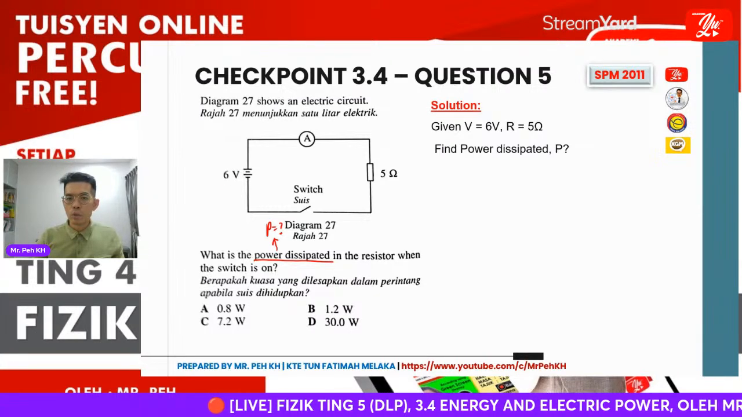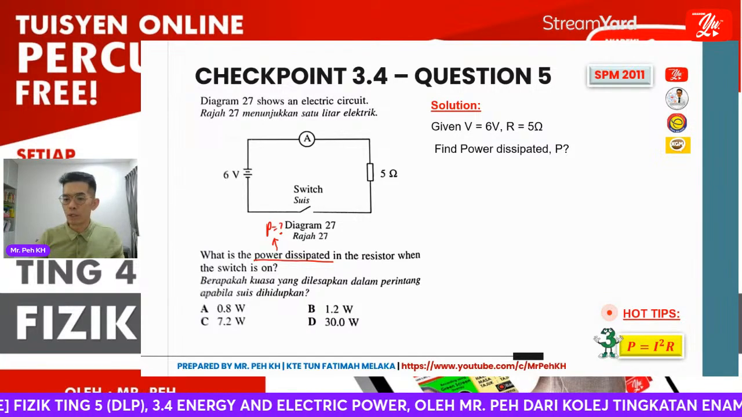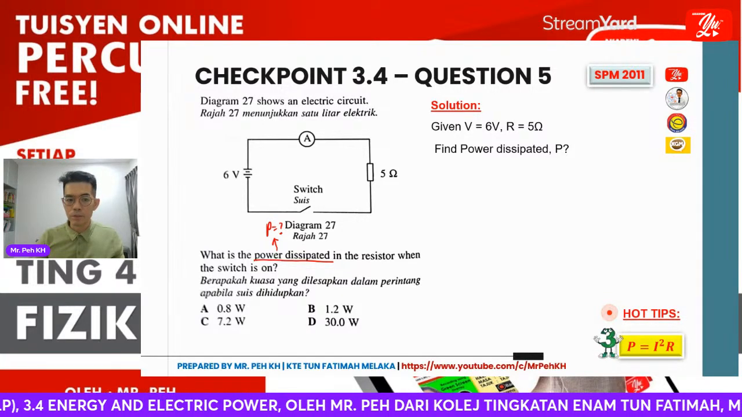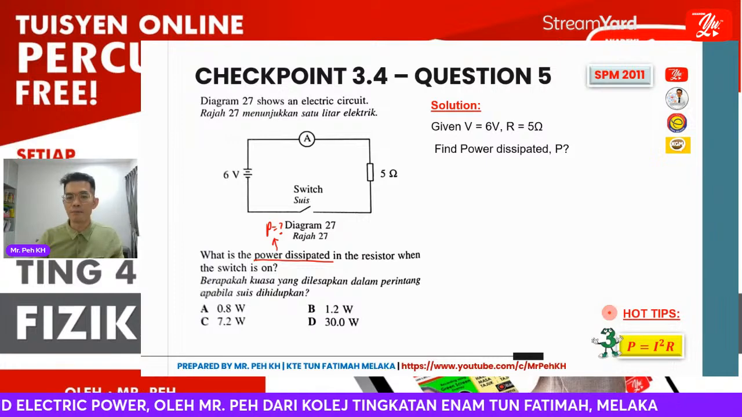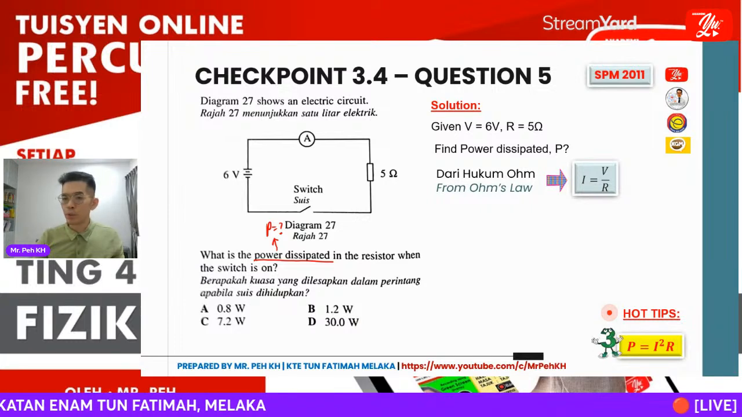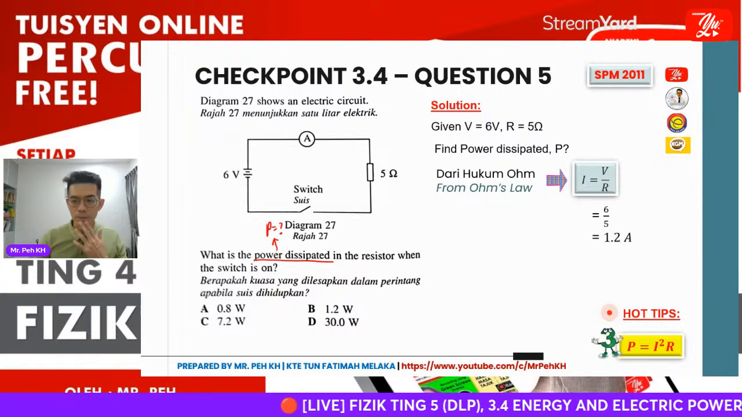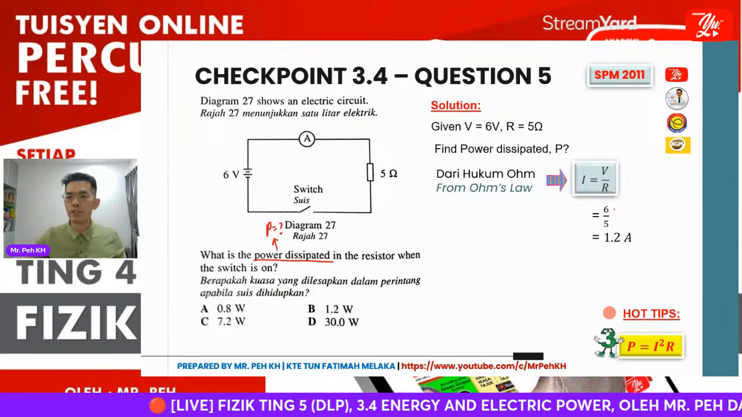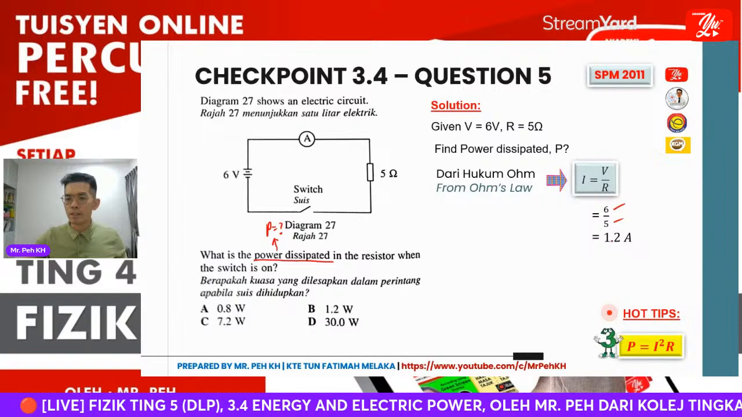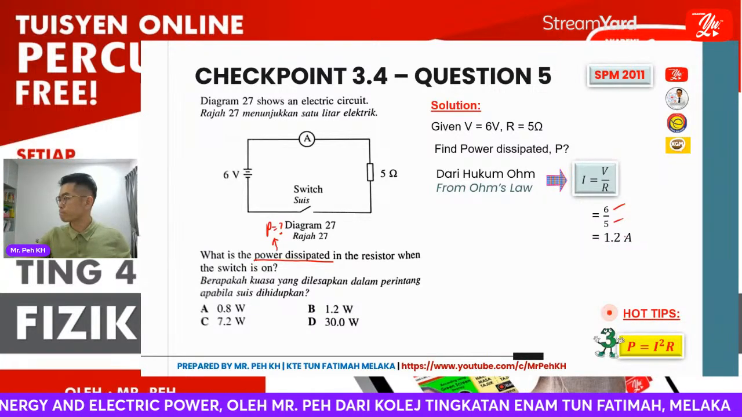So for the power dissipated, you can use P equal to I squared R. Because we want to find P, we need to find I first. The I can be found through Ohm's law. Using Ohm's law, V equal to IR, I equal to V over R after we rearrange. You substitute the values of V and R, you get the current will be 1.2 ampere.